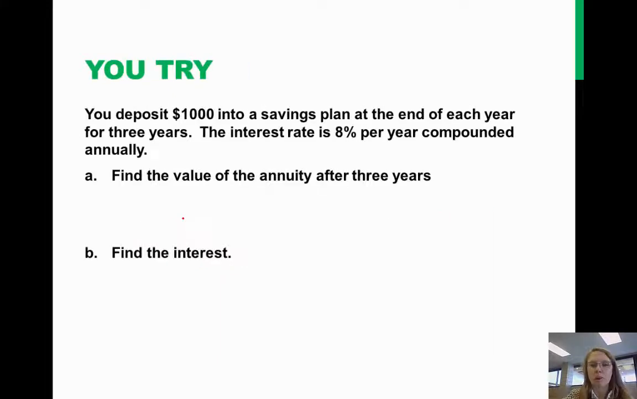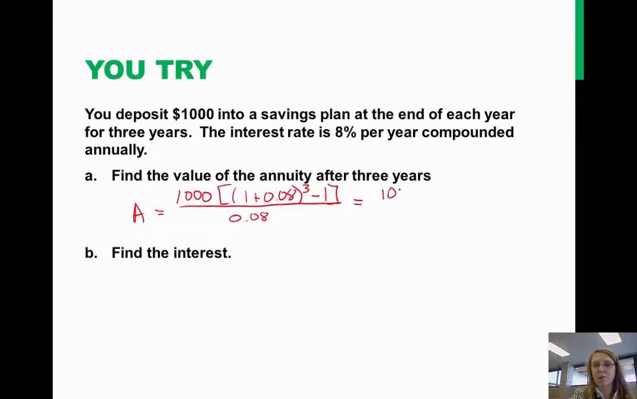So now I want you to pause and try this on your own. First find the annuity like we did in the last slide, and then find out how much total you earned after putting all that into your account. Okay, so then we'll have 1,000 times 0.2597 divided by 0.08. And then if you put that in your calculator, you get $3,246.04.